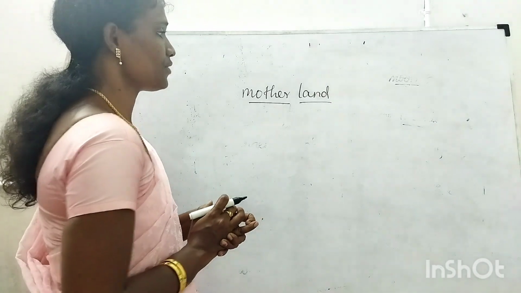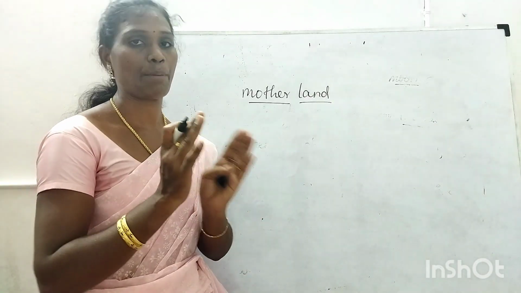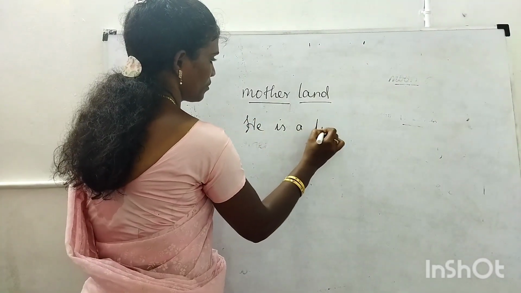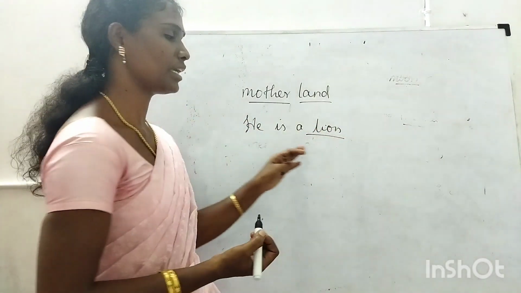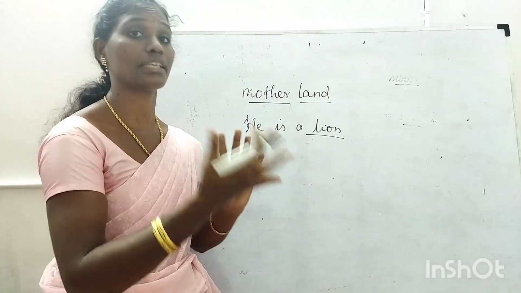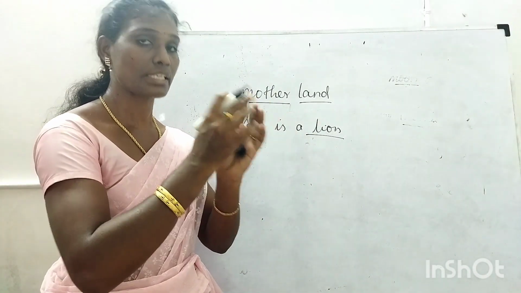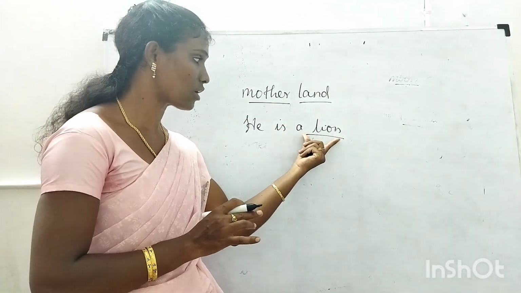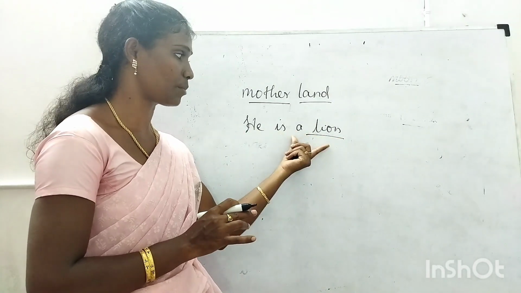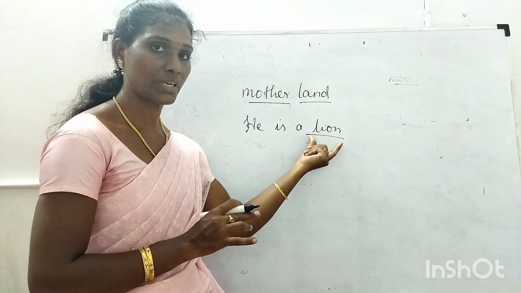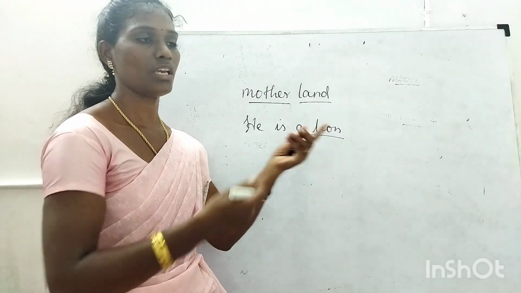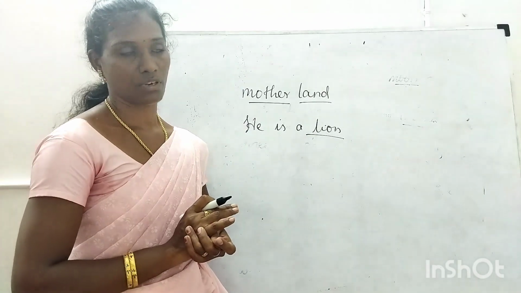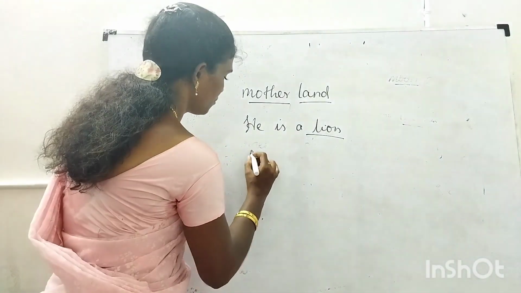And metaphor means it's just one comparison. He is a lion. That means he is like a lion. He is not a lion. His character is compared with a lion. So this is called metaphor. He is a lion means his character is compared with the lion. One thing compared with another thing is called metaphor. And what is simile?